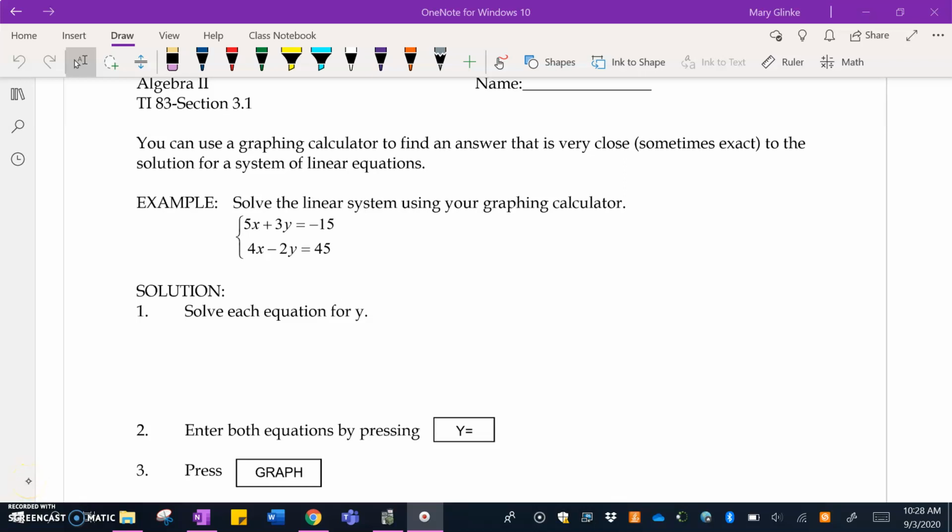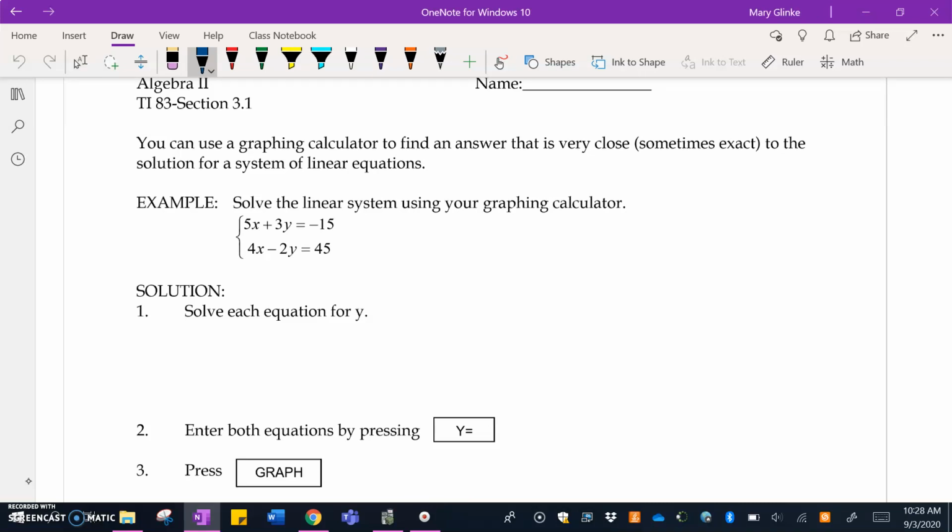So today we are going to solve systems of equations using our graphing calculator. This is just meant to be a brief reminder. If you are already okay with using your graphing calculator, then you can just go ahead and solve it, and you can stop the video and just look at the answer. That's fine.